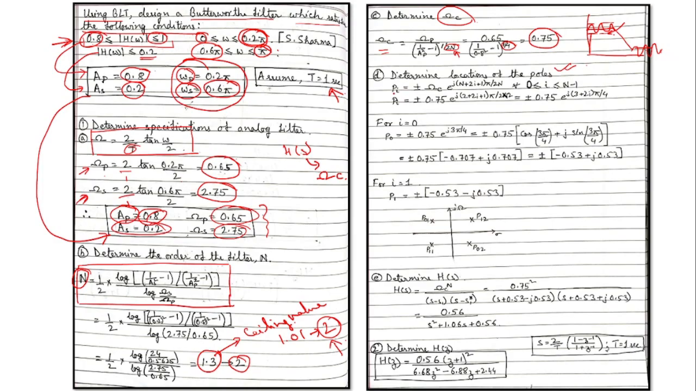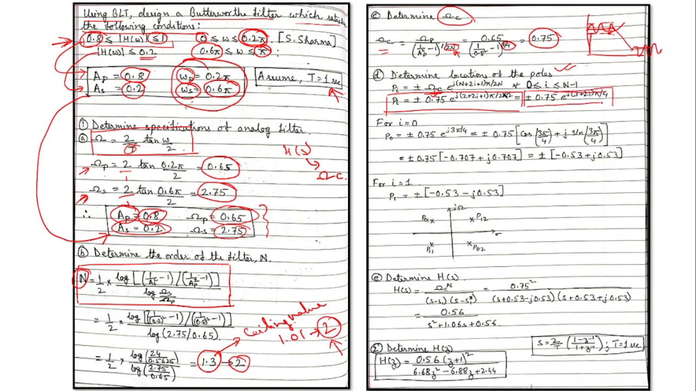Now using these, we need to determine the locations of the poles. The poles are given by pi equals plus minus omega c multiplied by e to the power j (N plus 2i plus 1) multiplied by pi by 2N. So pi by 2N is pi by 4, and omega c is 0.75. So we get this equation, and after solving you get this equation.